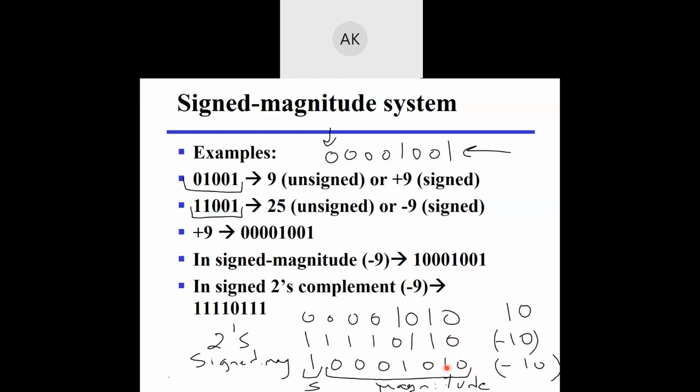Here what happened? The number remains the same like the unsigned one, but you put a 1 for the sign. This is minus 10.